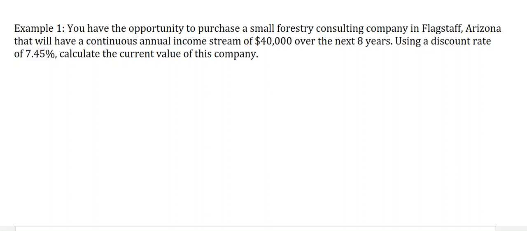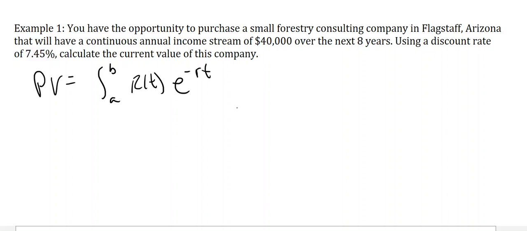In this video, I'm going to be doing 3 examples of determining the present value of a continuous money flow. So our basic formula for present value is the integral from A to B of our revenue stream times e to the negative RT. That's the general formula. The challenge is usually to determine the revenue stream. That's where most of the work is.